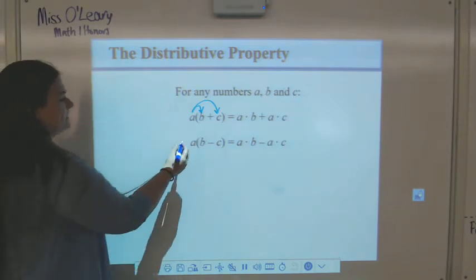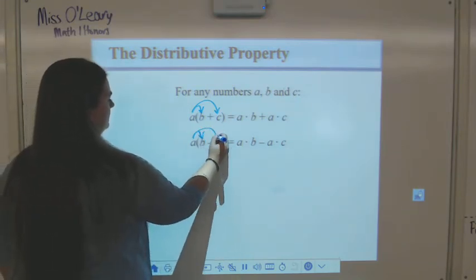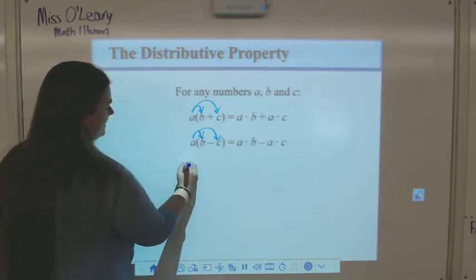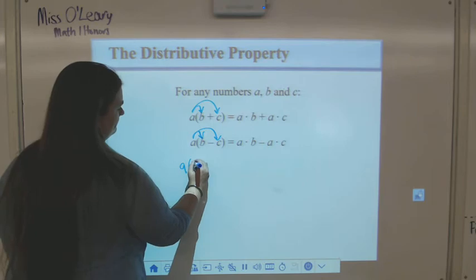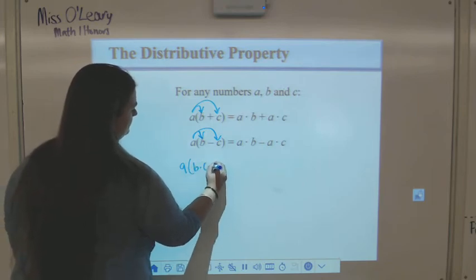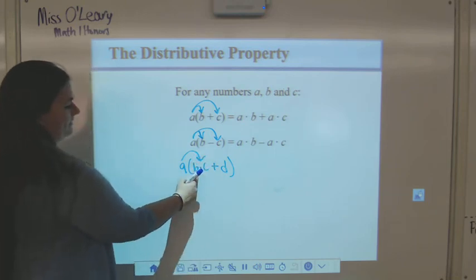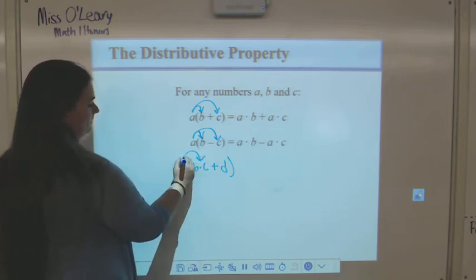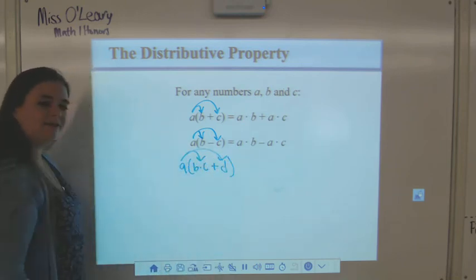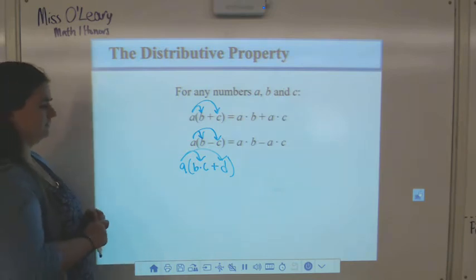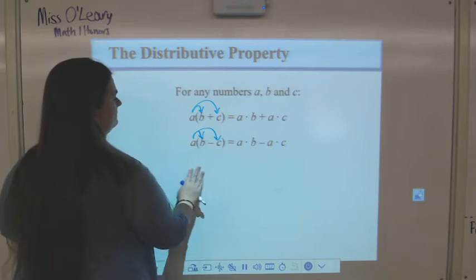The same thing happens with subtraction. It does not happen with multiplication. If I have a times b times c plus d, I have one term here because that's multiplication. This is a single term. So I apply that coefficient to every term within my parentheses. Erase that off for a second.